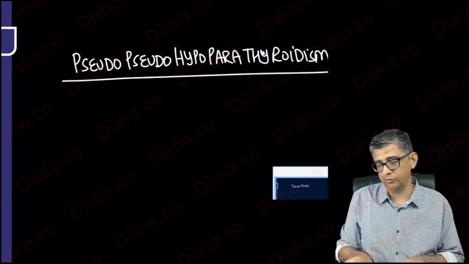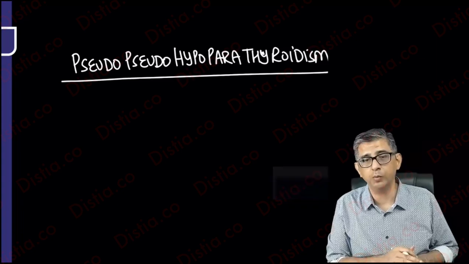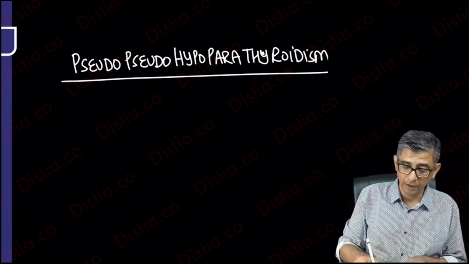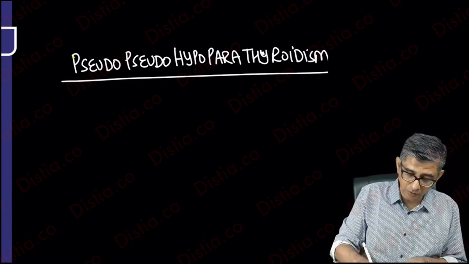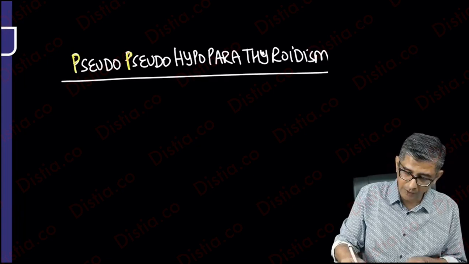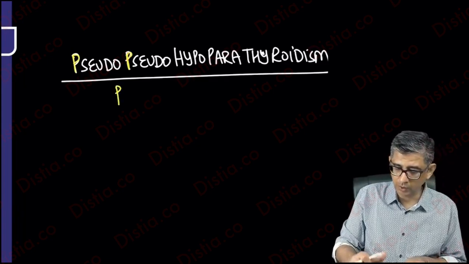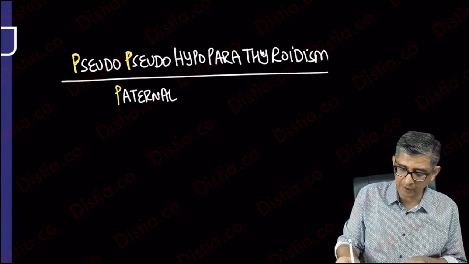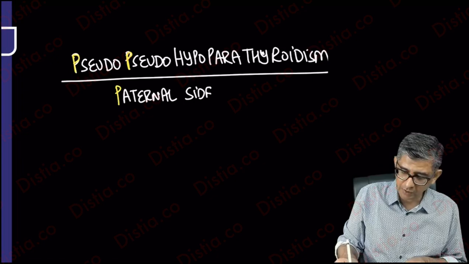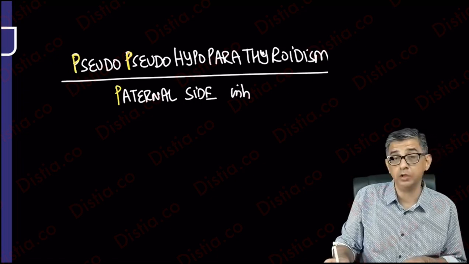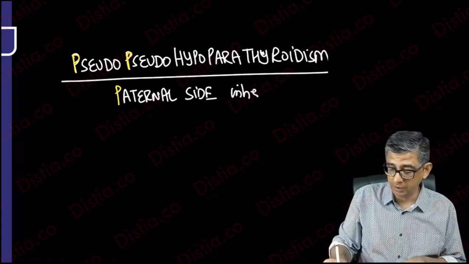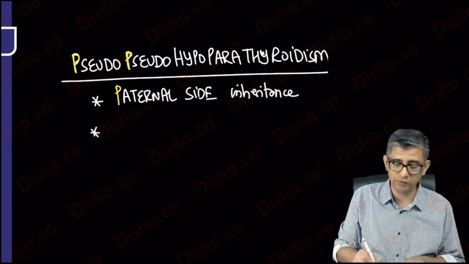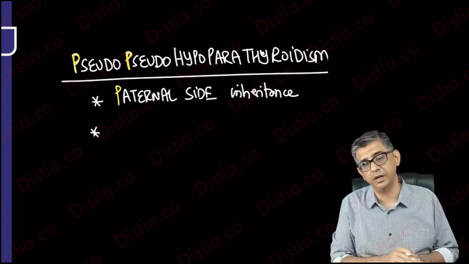I'm going to describe to you a variant of pseudohypoparathyroidism, which is called pseudopseudohypoparathyroidism. The highlight of this, the P alphabet is coming 2 times. The highlight of this pseudopseudohypoparathyroidism is, one, that this is always inherited from the paternal side. Like I was telling you, in PHP, pseudohypoparathyroidism, the inheritance comes always from the mother's side. In pseudopseudo, genetic studies have shown inheritance from the paternal side.